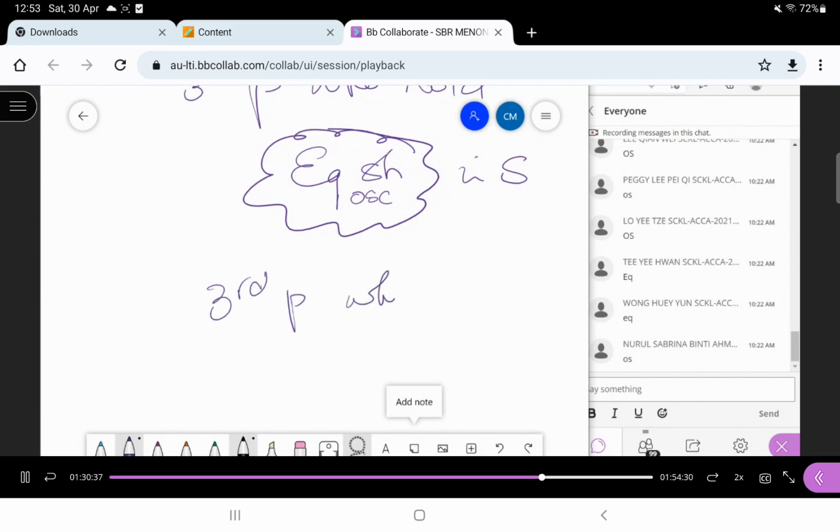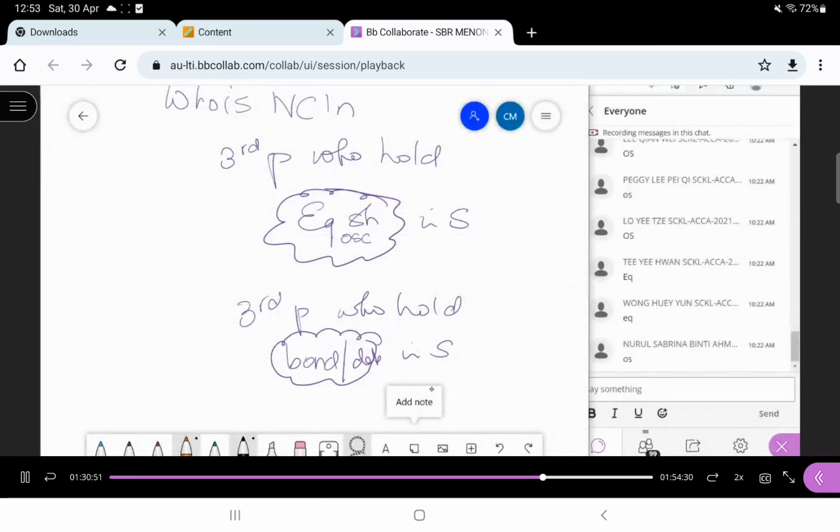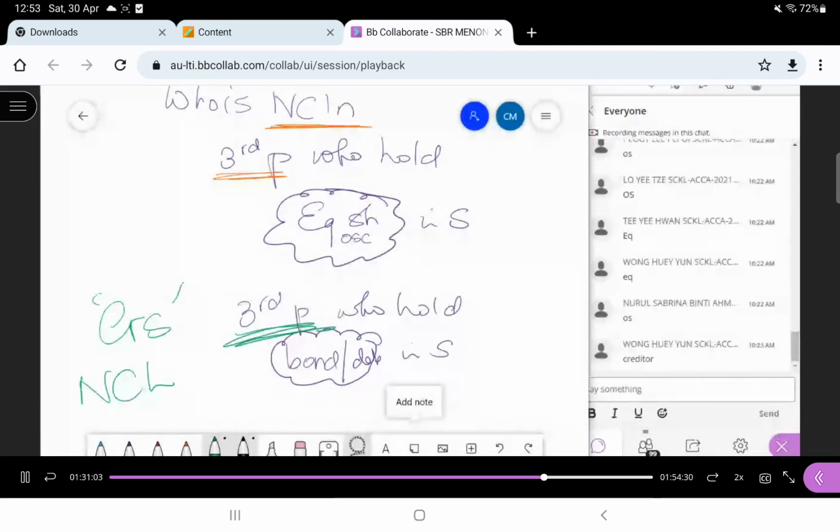But if the third party holds bonds or debentures in the subsidiary, this fellow is not called NCI. This guy is just called a creditor and must appear under NCL in the balance sheet. Got it?